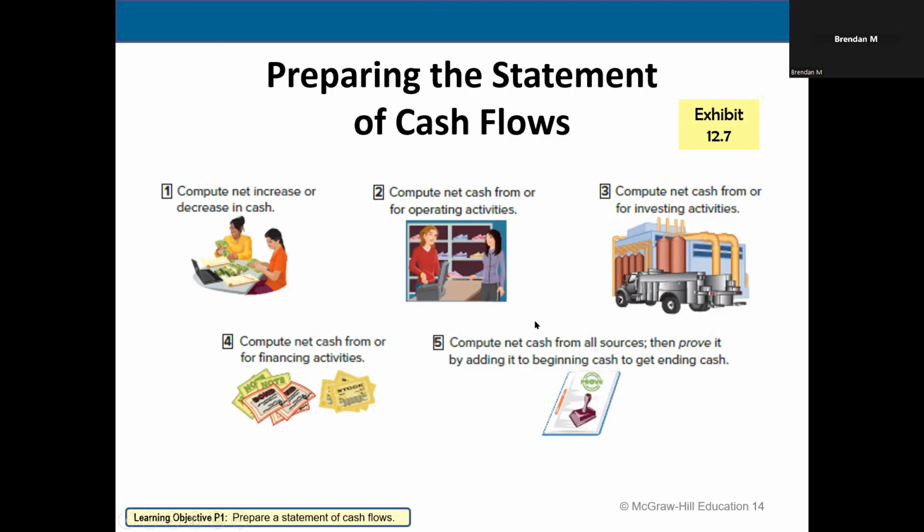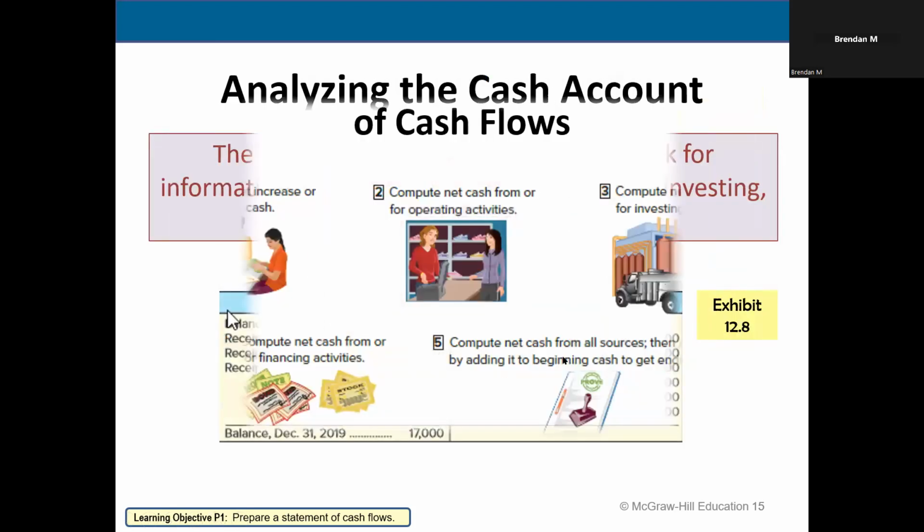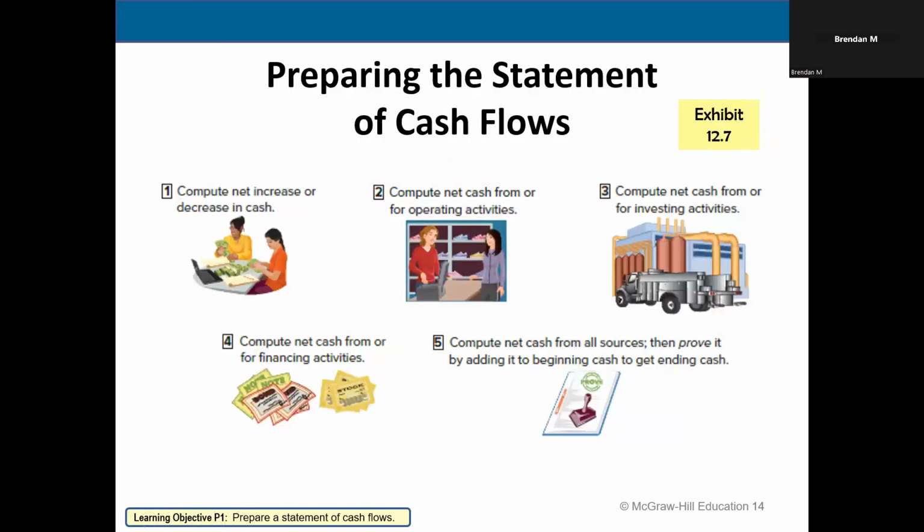Prepare the statement of cash flows. Compute the net increase or decrease in cash. That's your starting point. That's the figure that you lock in and has to be the total of the cash flows, the change in cash. Come up with the net cash for operating activities, net cash from investing, net cash for financing. Compute net cash from all three of these sources to get the ending cash.